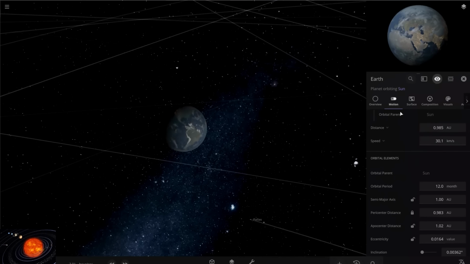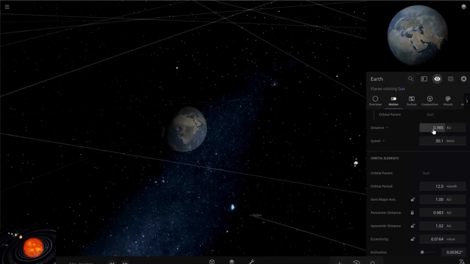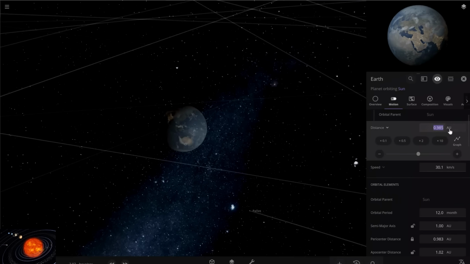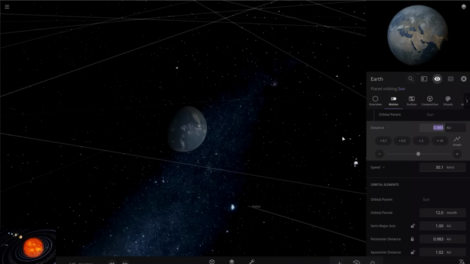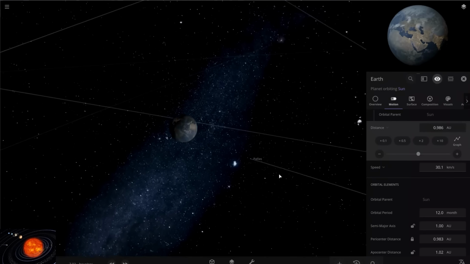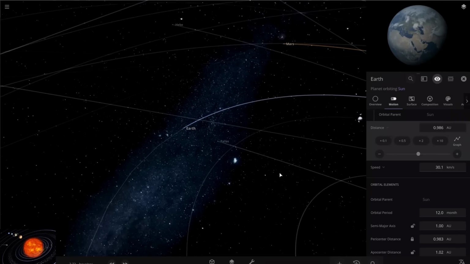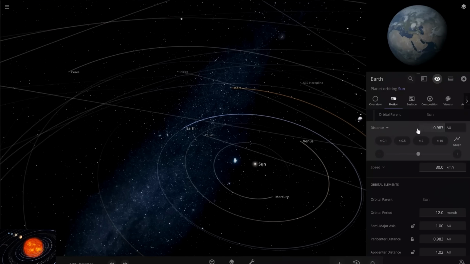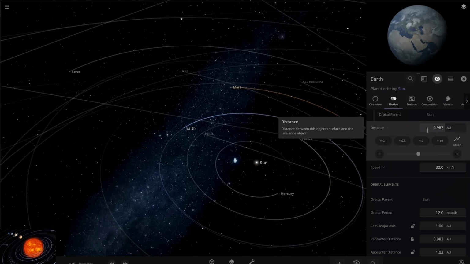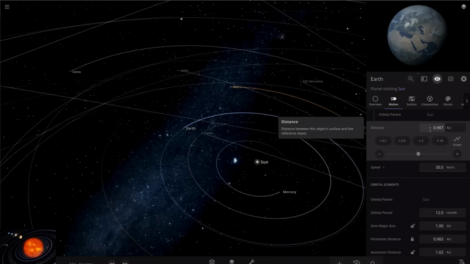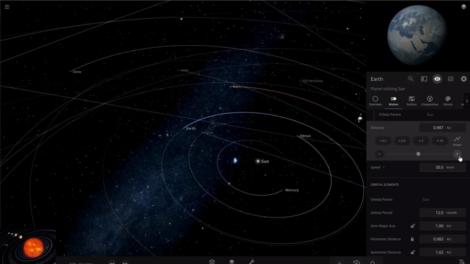So in motion column, as a first option, we have distance. This is an average distance which shows the distance between the Earth and the Sun. And as you know, this is something around 1 AU, which is almost around 150 million kilometers. And we can change this parameter from here. So for sure, if we increase this parameter, the distance between the Earth and Sun would be increased, and we can guess that Earth would be colder. And if we decrease this parameter, the Earth might be much hotter. So from here we can change it.